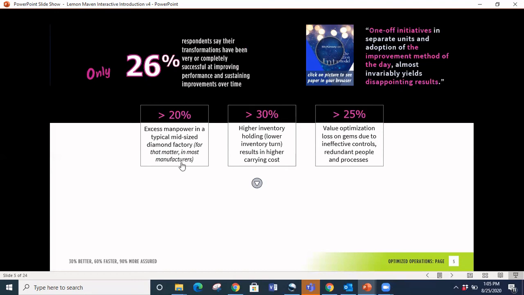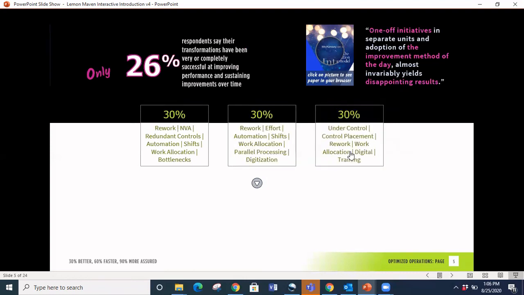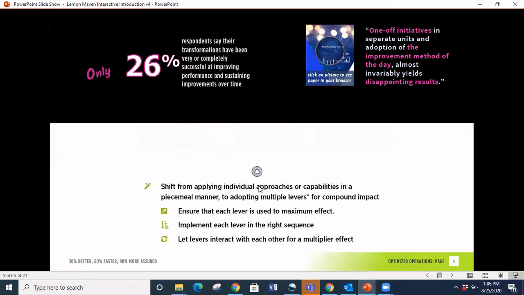And they undertook Maven's operational optimization approach and pulled on many levers on Maven to achieve the desired state by optimizing their metrics across all three. So they improved their cost, they improved their delivery time, they improved their controls by pulling various levers on Maven.